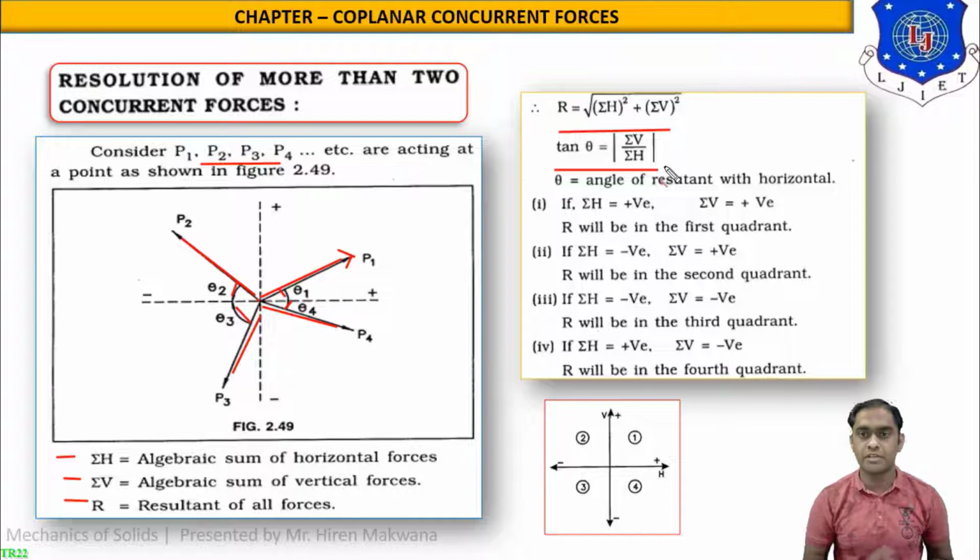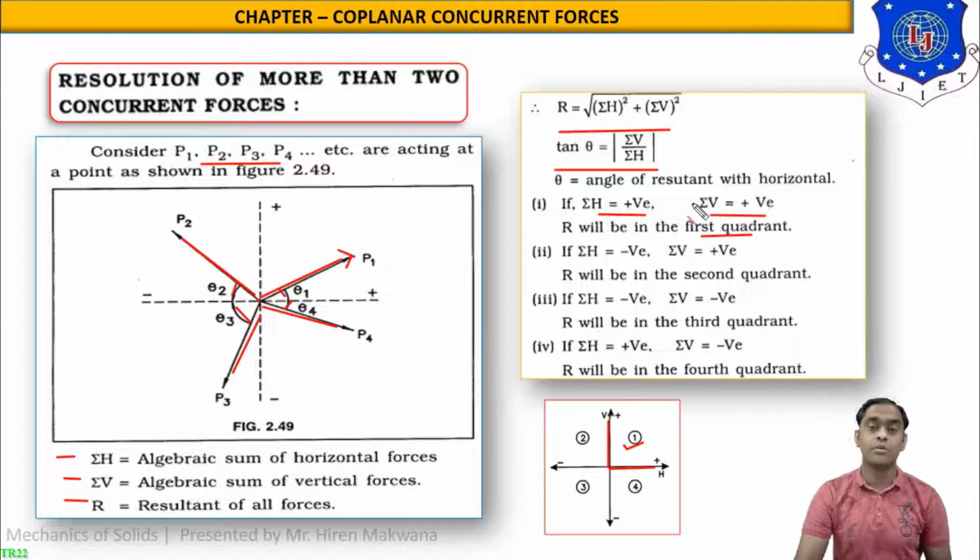Now theta is the angle of the resultant with the horizontal. Here four cases with respect to four different quadrants are given to you. If sigma H is positive and sigma V is also positive, then the resultant will be in the first quadrant. You must remember this. You can see in this figure also: if the horizontal is positive and the vertical is positive, then the quadrant is the first quadrant.